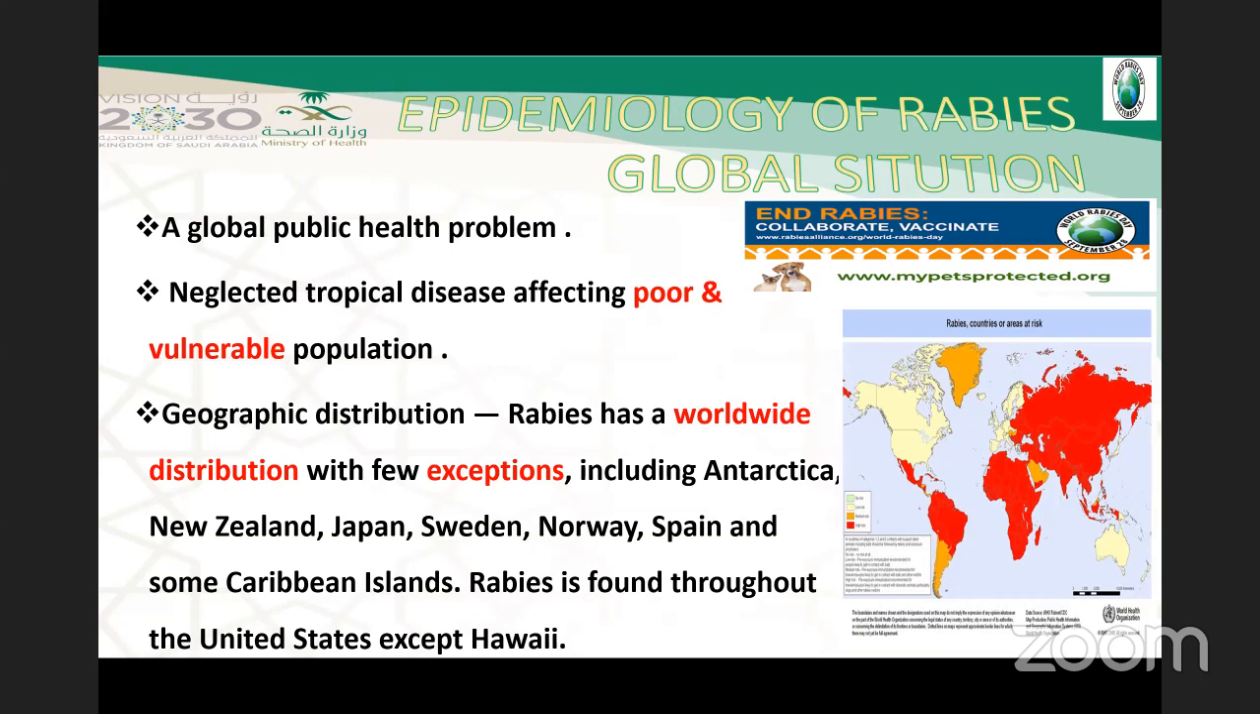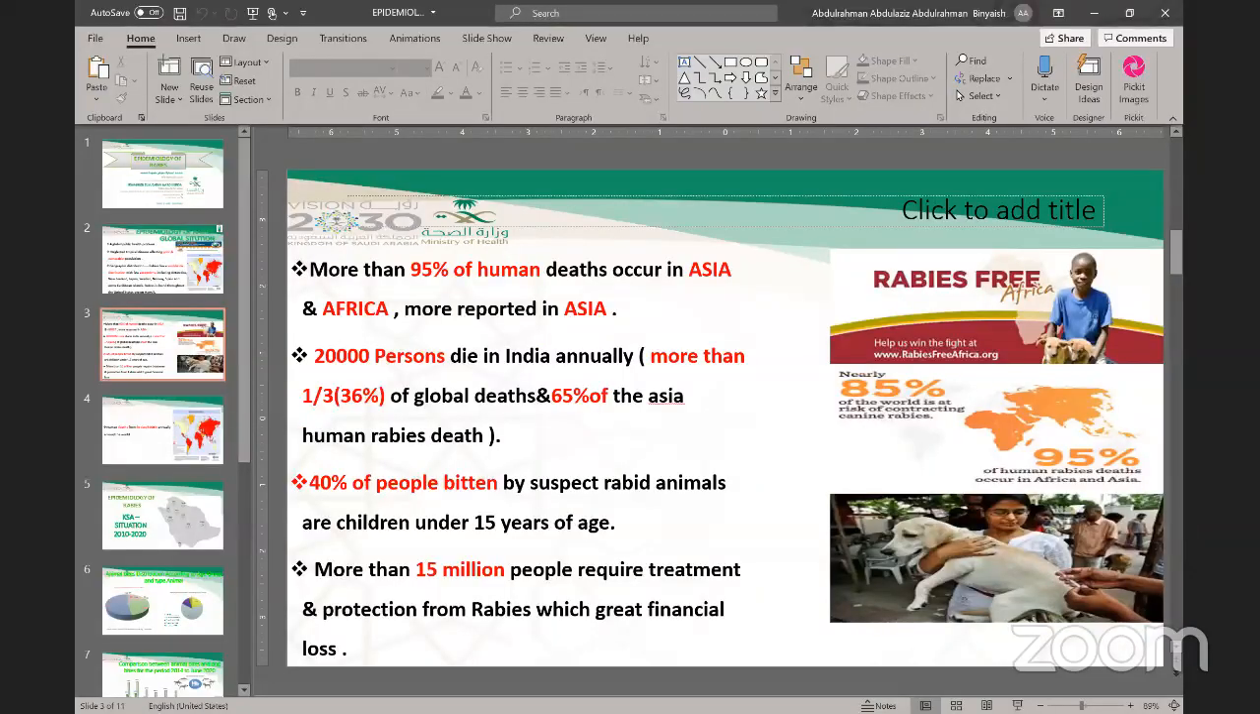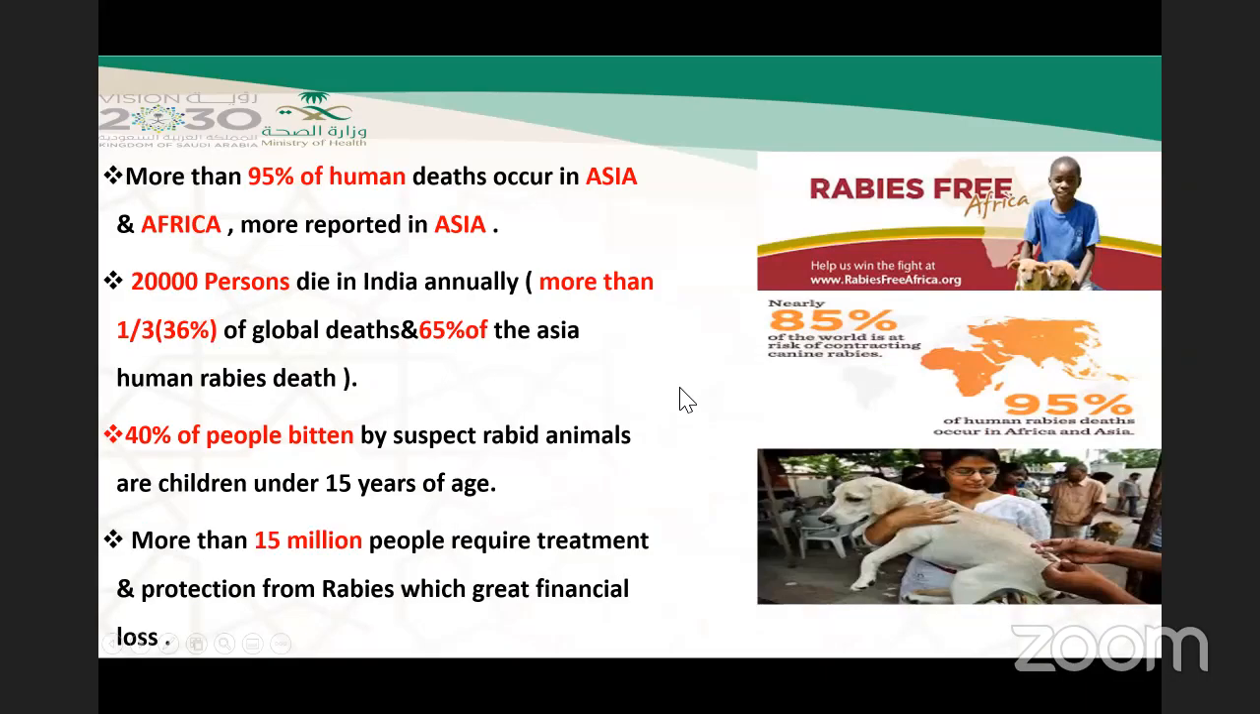More than 95% of human deaths occur in Asia and Africa, with more reported in Asia. 20,000 persons die in India annually. This is about 36% of global deaths and 65% of the Asian human rabies deaths. 40% of people bitten by suspected rabid animals are children under 15 years of age. More than 15 million people require treatment and protection, which creates financial loss. Human deaths from rabies are about 55,000 around the world.